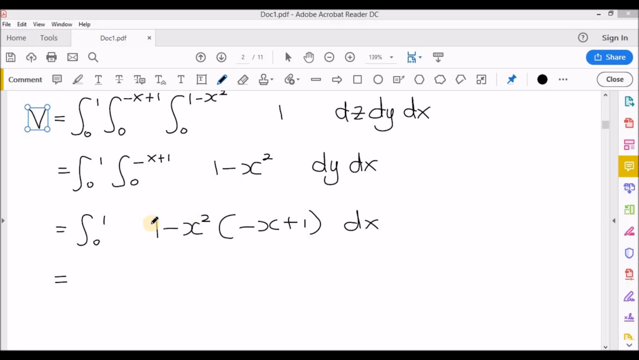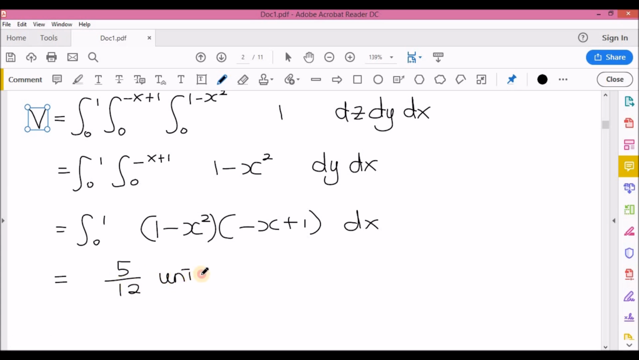After pressing your calculator, remember when you press the calculator, you have to insert a bracket. Okay, so your answer will be 5 over 12 unit cube, because it is the volume. So this is example 2.21a.